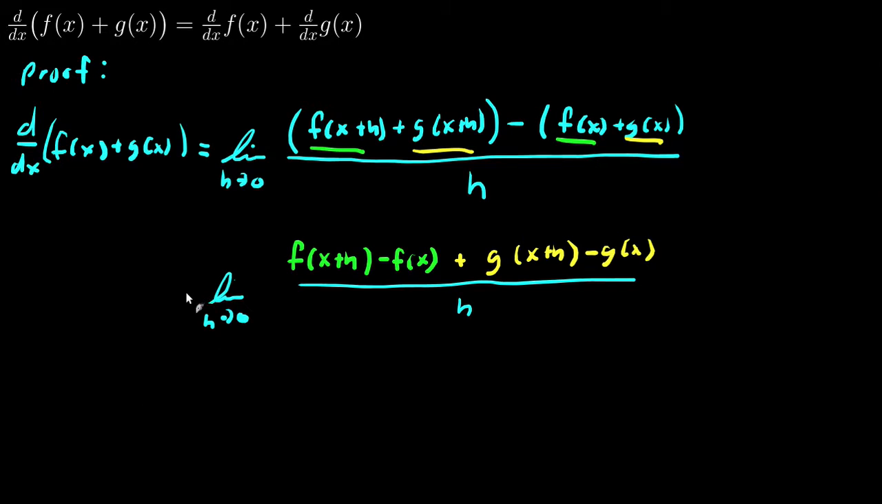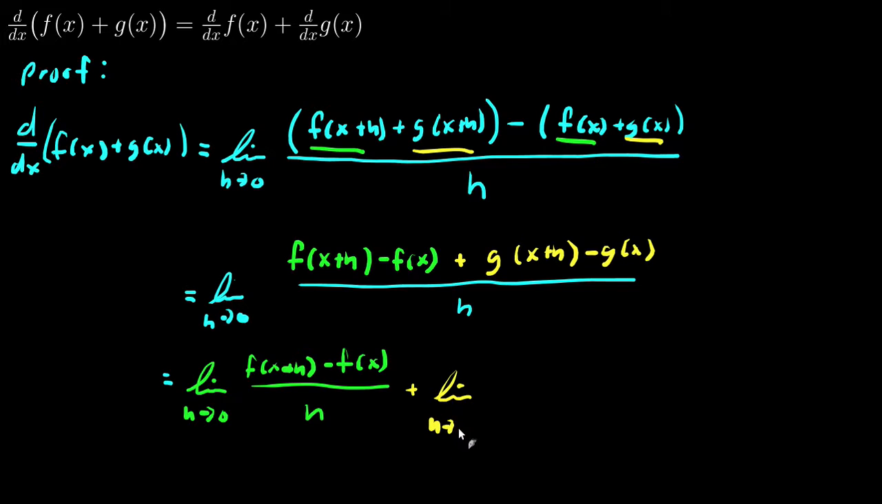And what happens here is the following. I can split this up as the two limits, so I can look at the limit of the f's over h, so the limit as h approaches 0 of f of x plus h minus f of x all over h, and the g's, so plus the limit as h approaches 0 of g of x plus h minus g of x all over h.